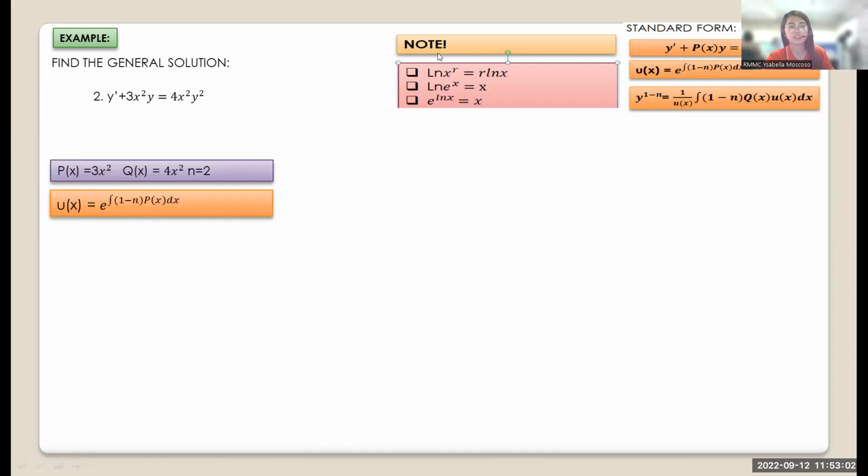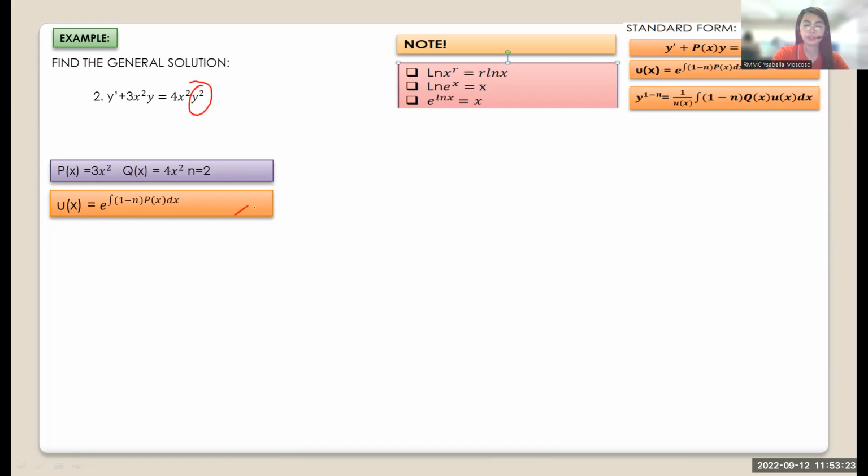Okay, so let us try to solve for your integrating factor. You have your q of x as 4x squared and your n is equivalent to 2. Saan ba natin tinignan yung 2? Sa x dito ba? Diyan ba tayo nag-base ng n natin? No. Nag-base tayo sa exponent ng variable y natin, which is equivalent to 2.